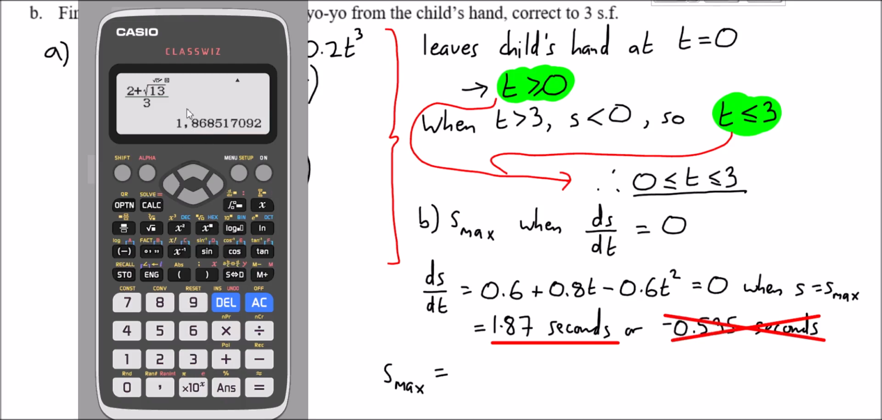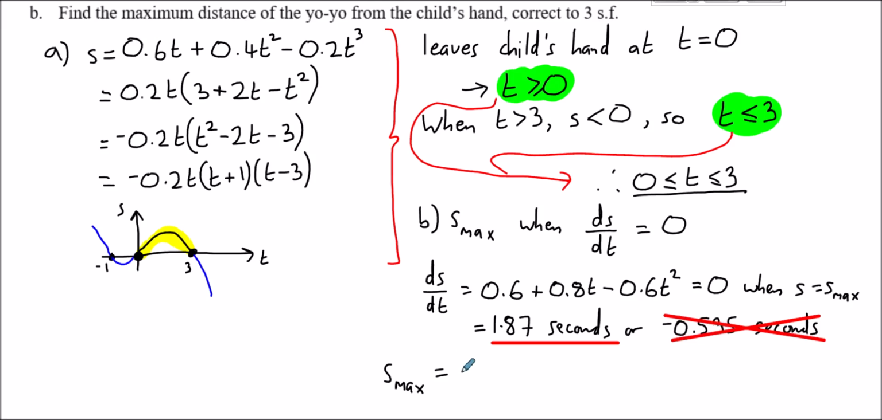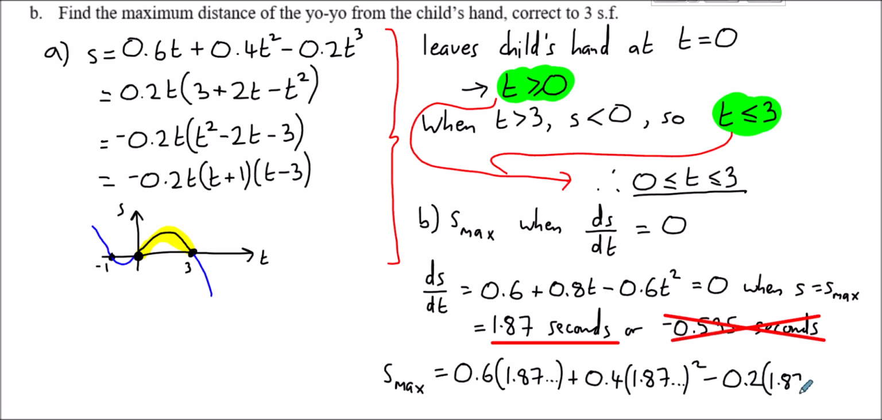And that's what we had. So I've got this answer stored now in the calculator's short-term memory. So now I can use this answer. So S max is going to be 0.6 times 1.87-ish. Going to put dot dot dot to show the examiner I'm using a naturally more accurate answer than the 1.87. Then plus 0.4 then this time here squared, and minus 0.2, this time again here, cubed.